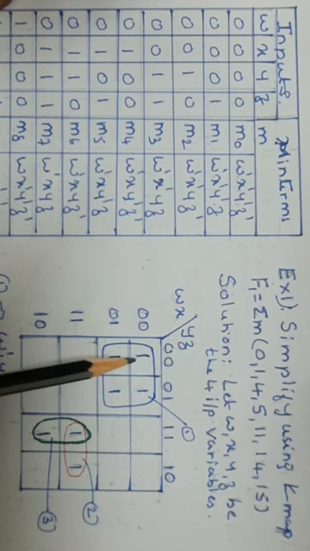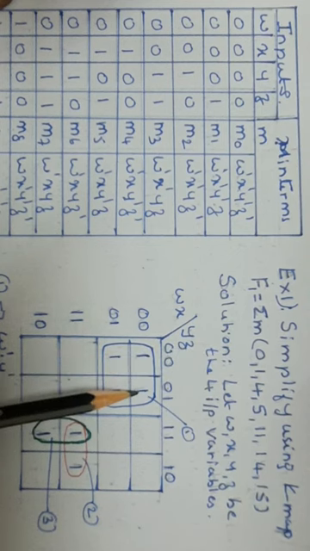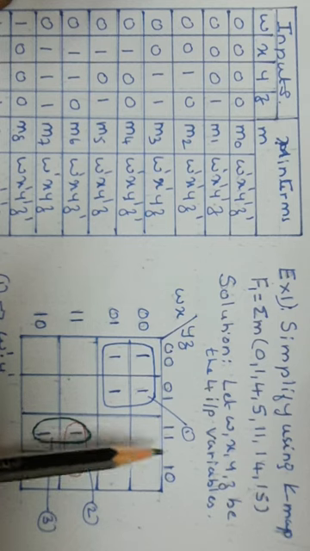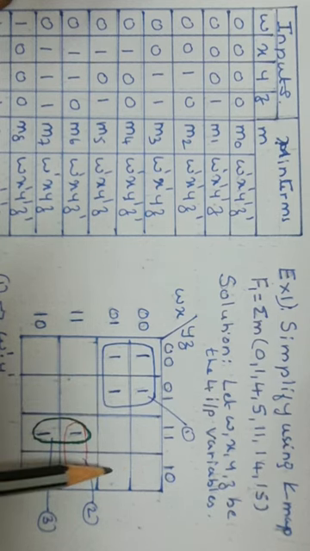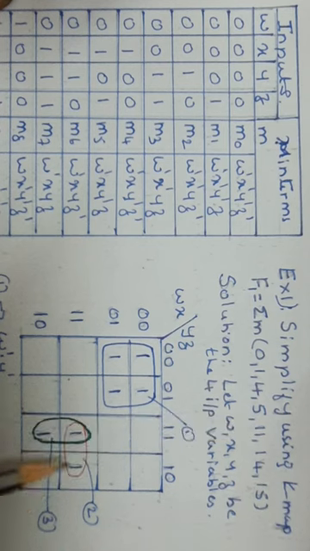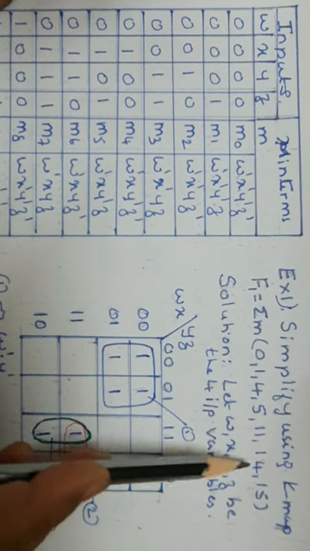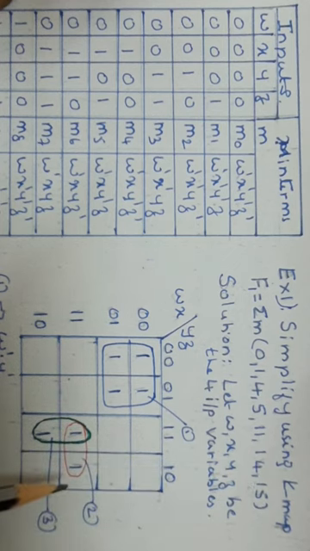Then, looking at the expression, min term 0 is present, so in that place 1. Min term 1 is present, 1. 2 and 3 are not present. Min terms 4 and 5 are present, 1, 1. 6 and 7 are not present, 8, 9, 10 are not present, but 11 is there, so in the min term 11 place, 1. 12 and 13 are not present, 14 and 15 are present, so we fill 1 and 1 there.